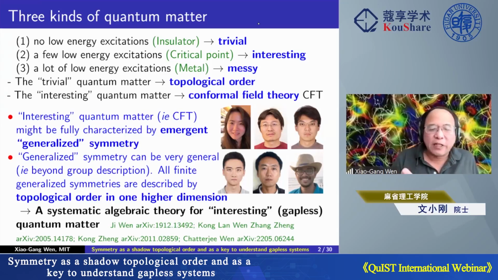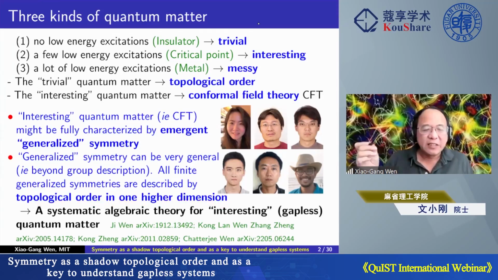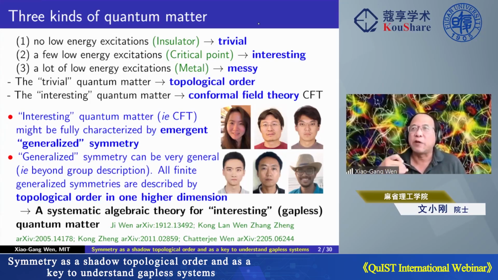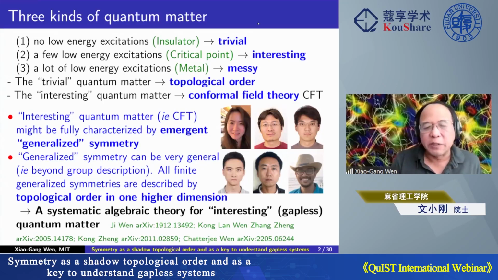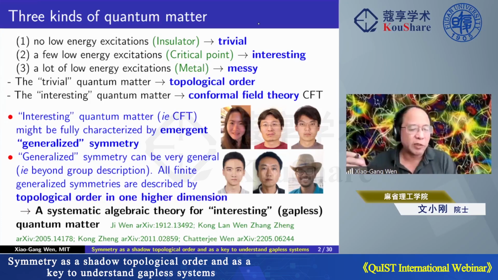And so it turns out that the trivial quantum matter and the interesting quantum matter have a close relation, because this generalized symmetry can be described by topological order in one higher dimension. This topological order in one higher dimension can be viewed as a unified description of all emergent symmetry. So there's a very systematic theory for emergent symmetry, or generalized symmetry, not in terms of group or higher group, not in terms of anomaly, but in terms of topological order in one higher dimension, or in terms of some kind of fusion higher category.